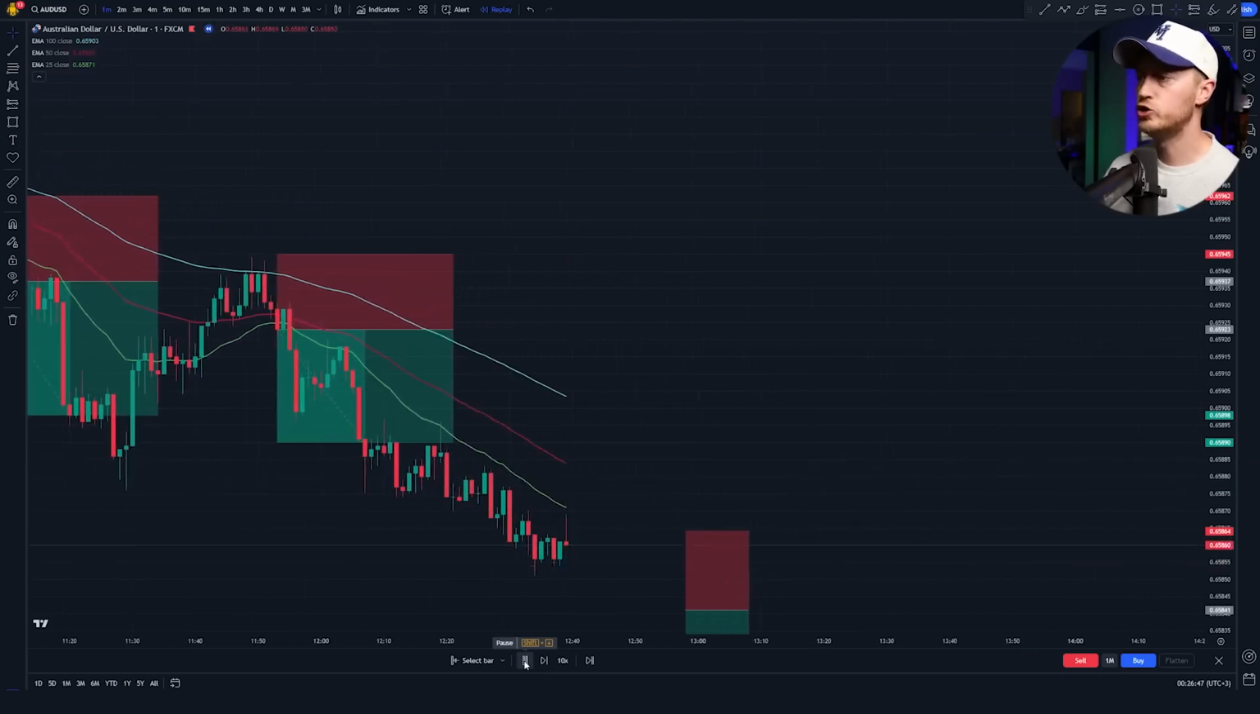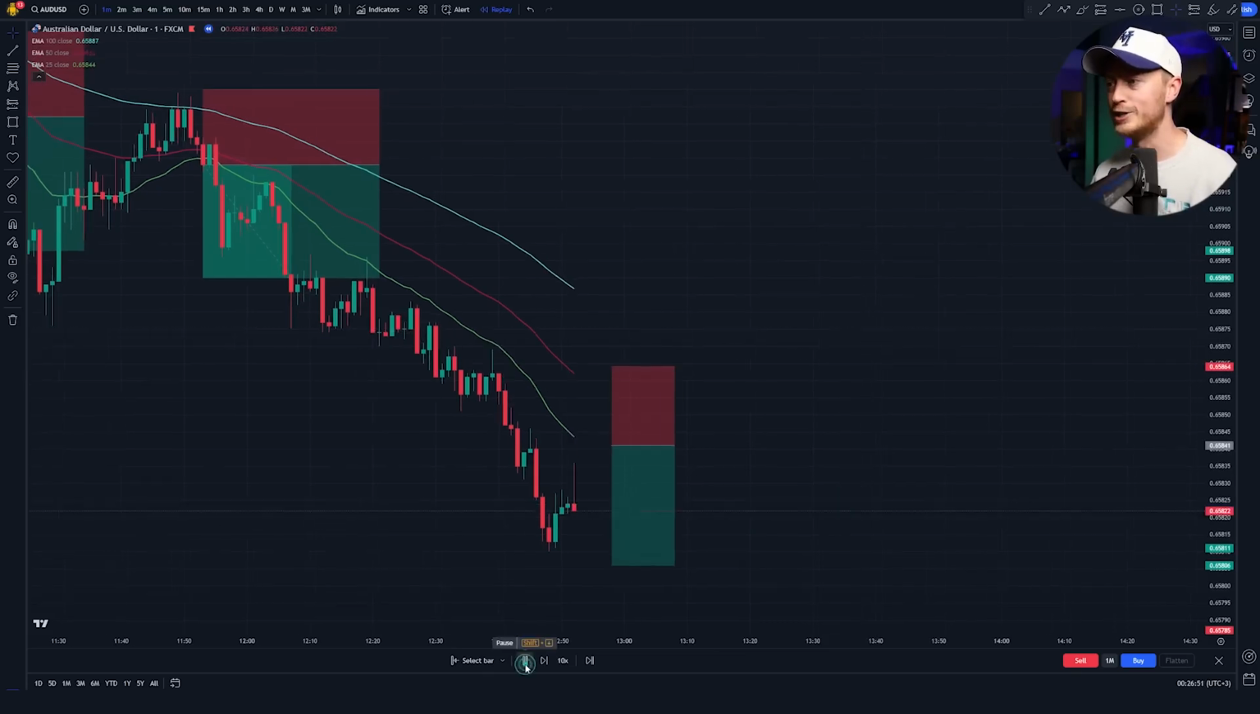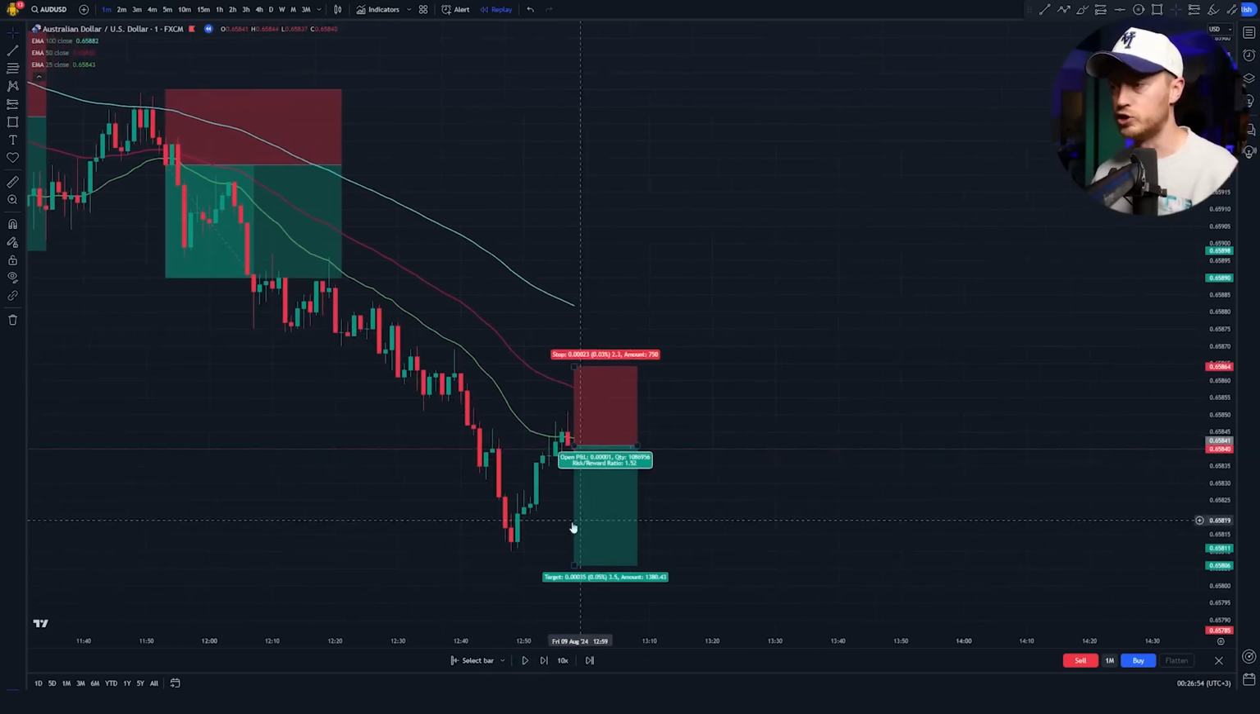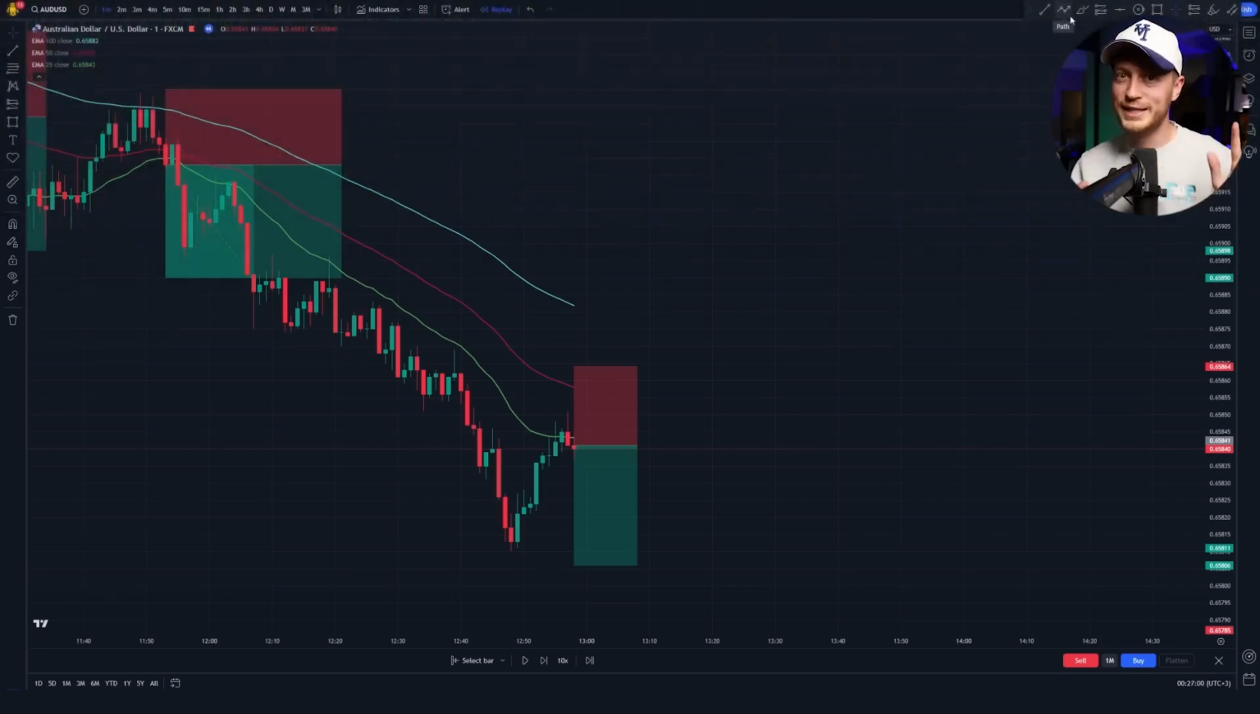And we continue on over and over and over again. We're just riding this trend, baby. And now we have my first trade. Okay, so I picked up this trade a little late, and that's fine. This is 1 minute scalping, so this happens really, really fast. You've got to be on your toes, but you're gonna miss trades.